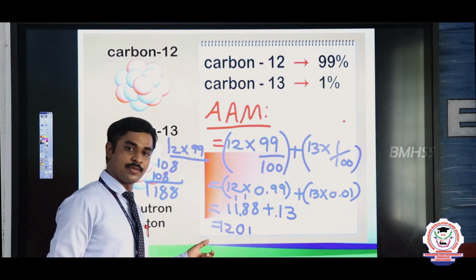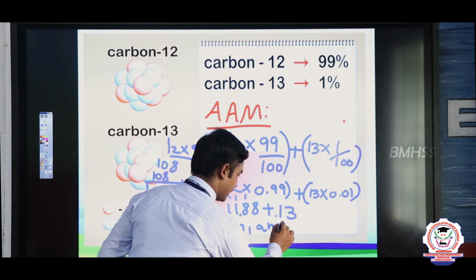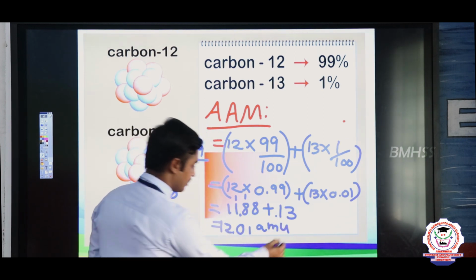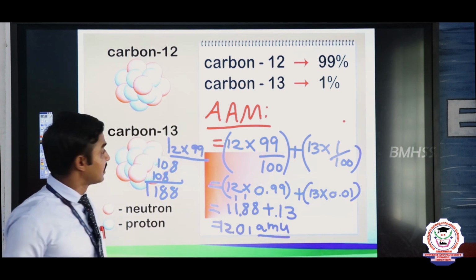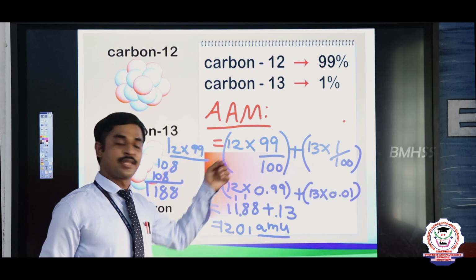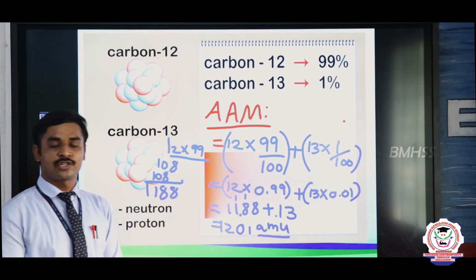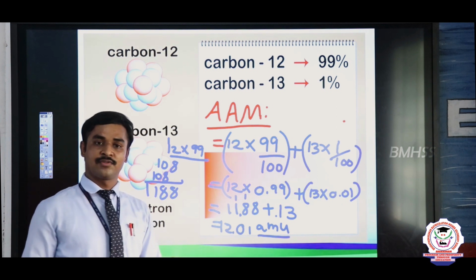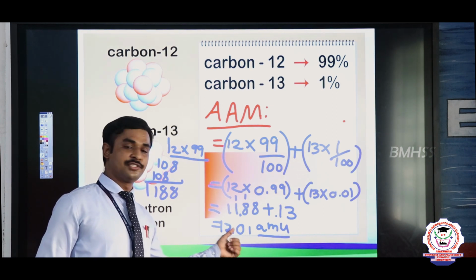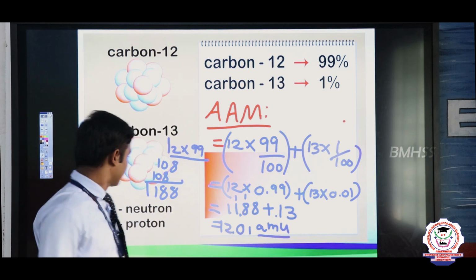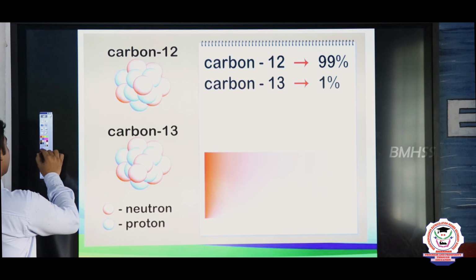The average atomic mass answer can be written with the unit AMU. Here the AMU represents the atomic mass unit. So, the isotopes carbon 12 and carbon 13 together give the average mass 12.01 atomic mass unit. So, now we understand the calculation of average atomic mass.